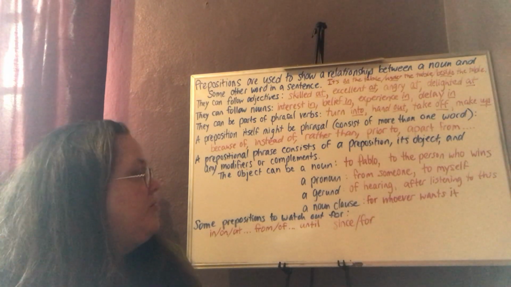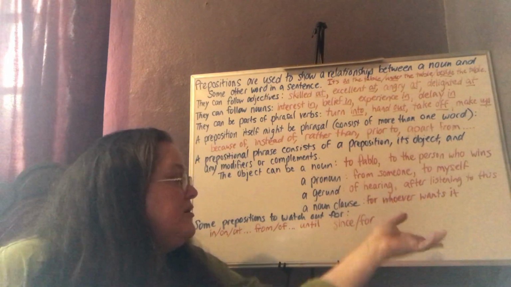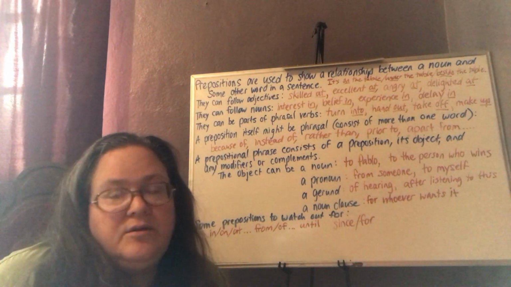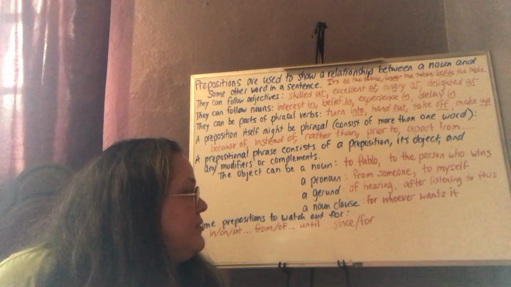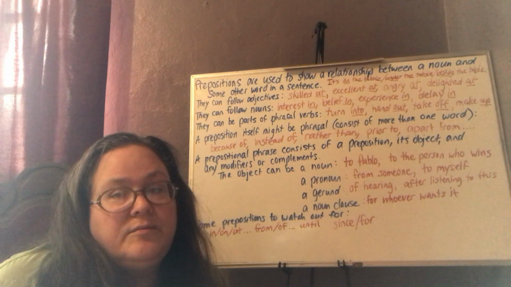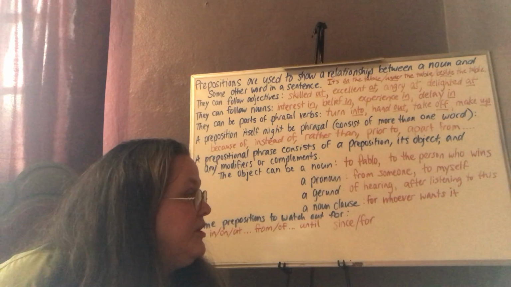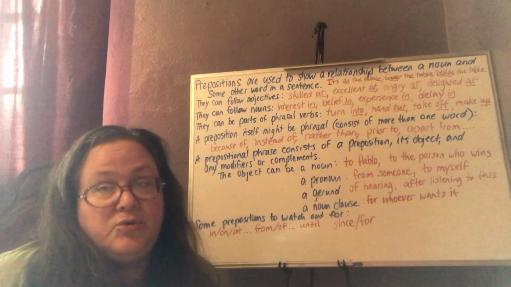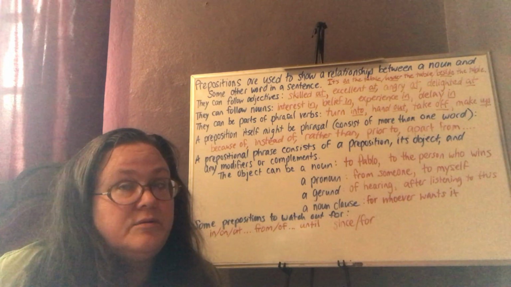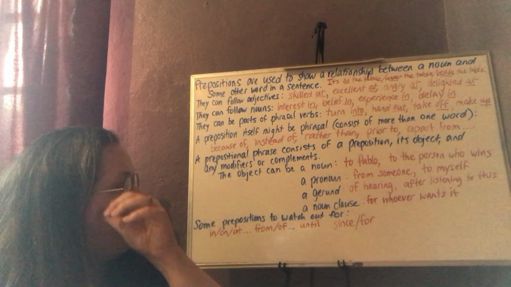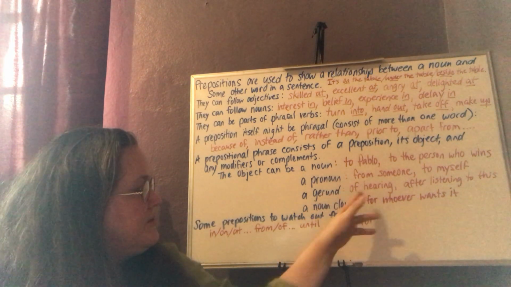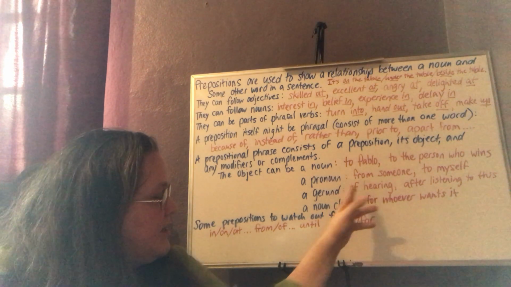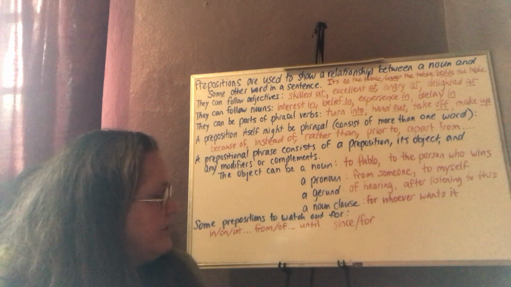A pronoun, for example, from someone or to myself. A gerund or gerund phrase could be the object of a preposition. So my uncle was hard of hearing. That's an expression that we use for somebody who doesn't hear very well physically. And this prepositional phrase has as its object a gerund.